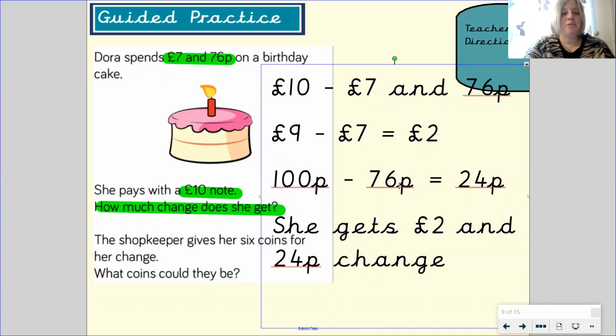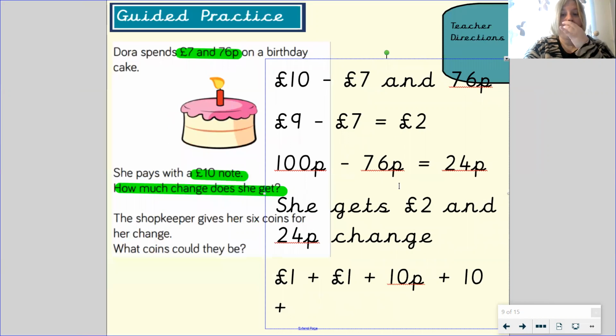So to make £2, Dora the shopkeeper could use £1 and another £1. So we've used 2 coins so far. So we've got 6 coins left to make 24p. I can make 20p using 2 10p's. And now I need to make, oh, and I forgot my p, the 4p. I can use a 2p and a 2p.